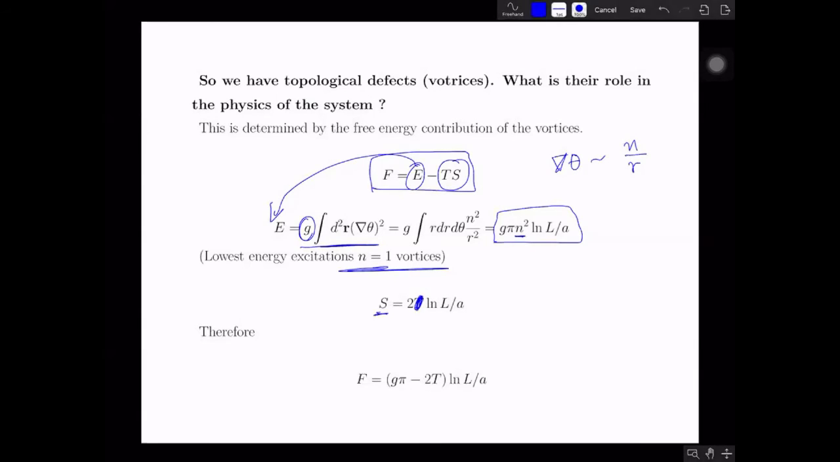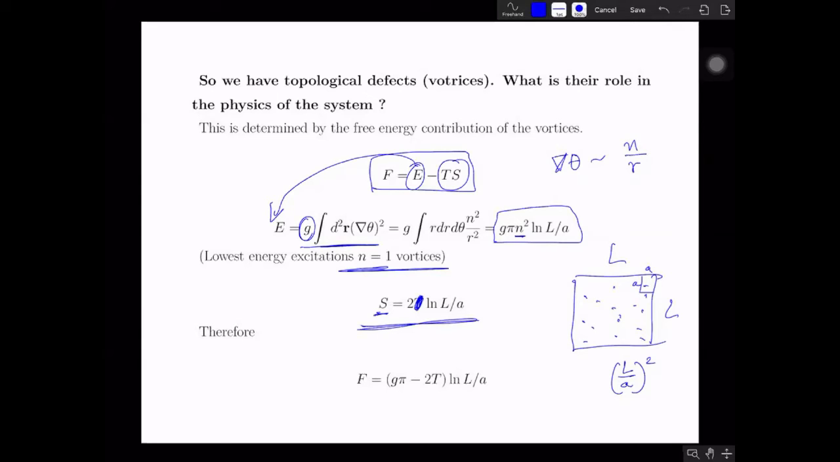Now, what is the contribution to S? To ask that, we have to ask how many ways can I put a vortex. In an area which is L by L, where roughly each grid space is a, the number of ways I can put the vortex is (L by a) squared, at each of these places. And then the log of that is the entropy. So that's this object.